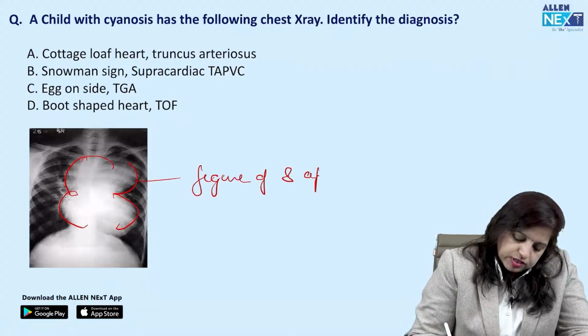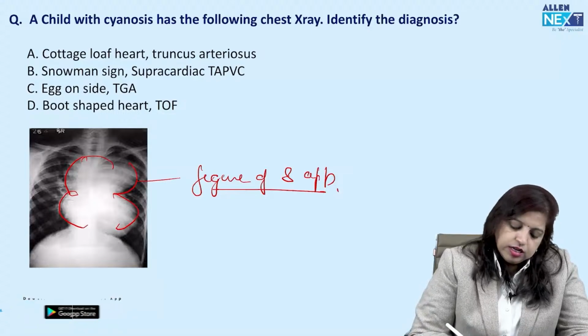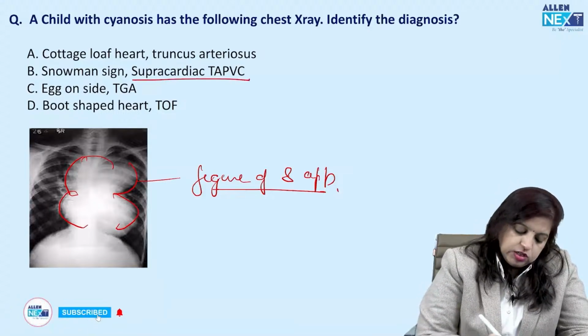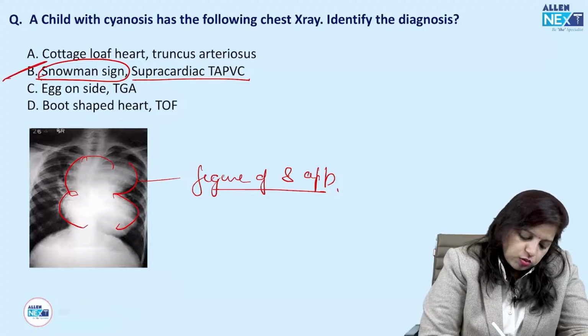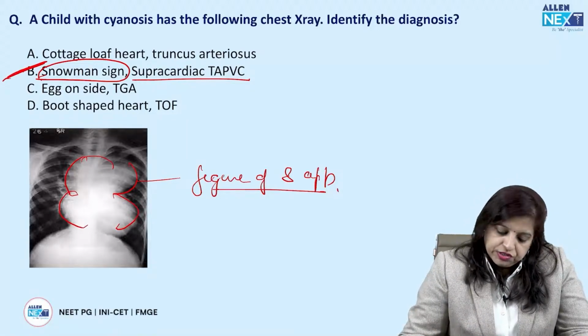And figure of 8 appearance is very classically seen with what? Yes, it is seen with supracardiac TAPVC. It is also known as a snowman sign. So the correct option is the B option over here, right?